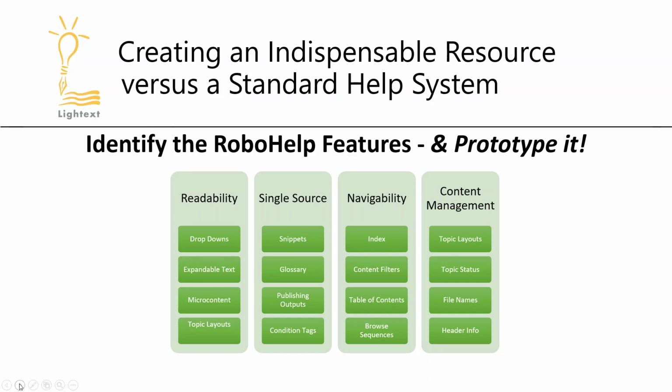Content management, if there's not a lot of consistency, that's where topic layouts can really help you. Populating the headers and footers with information that helps the end users, and utilizing some of the features in RoboHelp that I think are a little bit underutilized, like topic status and creating unique file names, so you as an authoring team can report out information and help your end users with content management.